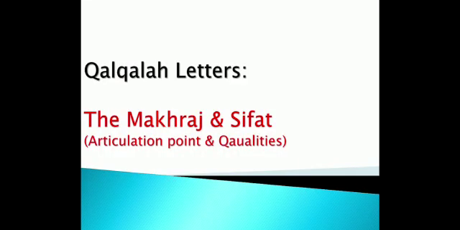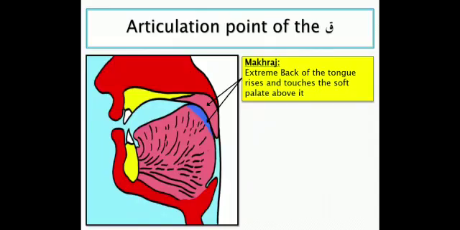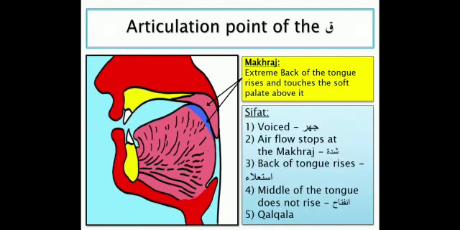The makhraj and the sifat of the Qalqala letters. The first letter is the letter Qaf. The makhraj of Qaf is the extreme back of the tongue rises. When the extreme back of the tongue rises and touches the soft palate above it, the letter Qaf will come out correctly. And these are the qualities, the sifat of the letter Qaf.